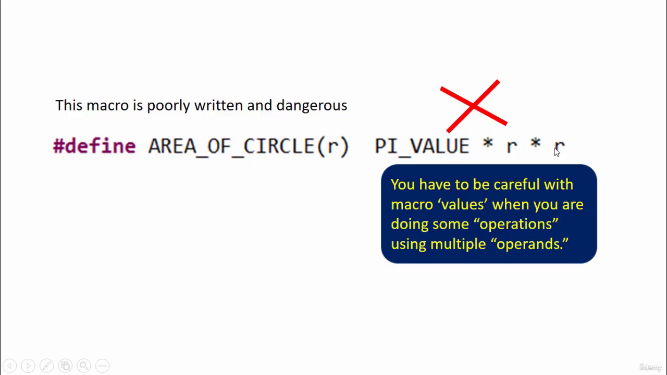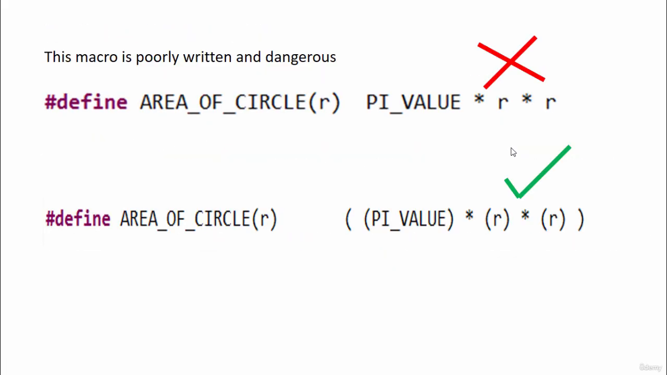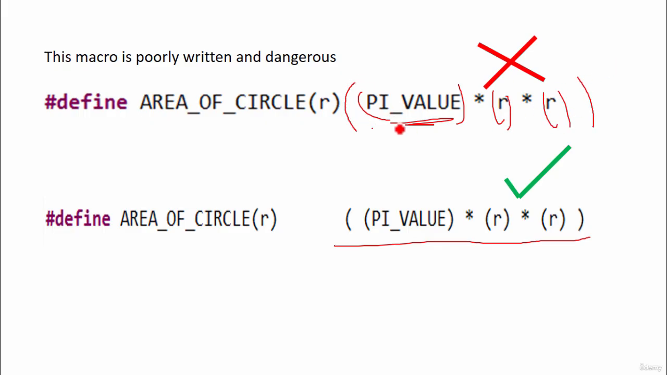Never write the value like this for a macro. You have to write something like this. You have to use parentheses generously. Use parentheses for every operand. For example, this is one operand of this operator, so use parentheses here. Use parentheses for this, use parentheses for this, and then use one more parenthesis to hold all these other components of the value. This is the correct method, and it's the safest method.